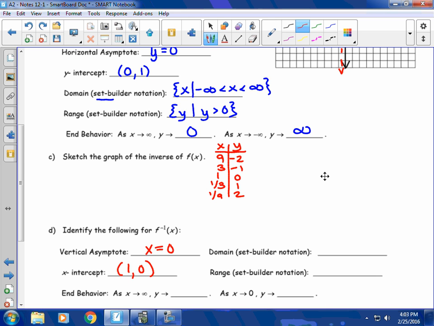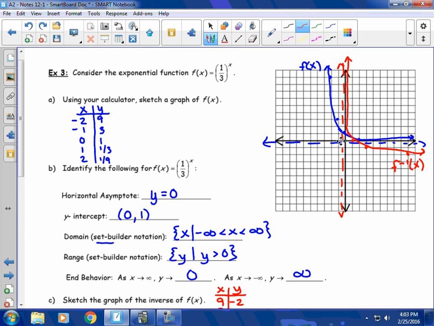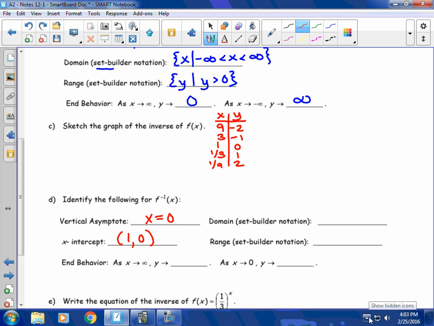Domain in set builder notation. Let's go back up and look at that graph. Farthest left it goes is 0. There's no red on this side. So the farthest left it goes is 0. Farthest right it goes is infinity. So in set builder notation, that would look like all x such that x is greater than 0.